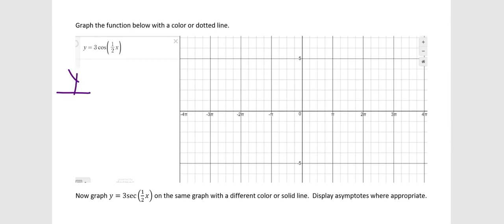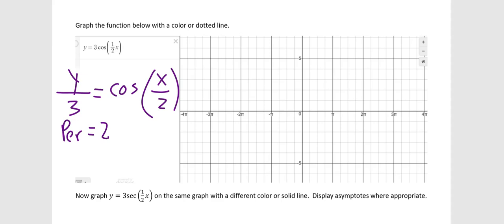Fireproof form. Y over 3 equals cosine of what? X over 2, right? Alright, so what's the period? The period has been stretched by 2, so it's now 4 pi. Okay? And the amplitude? 3. Okay, graph the cosine wave. Try to speed this up so that we can get to the next one as well.